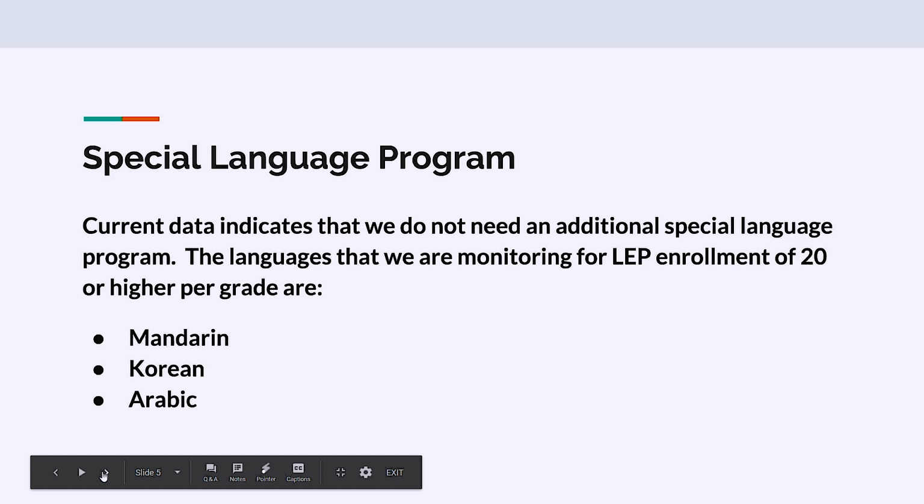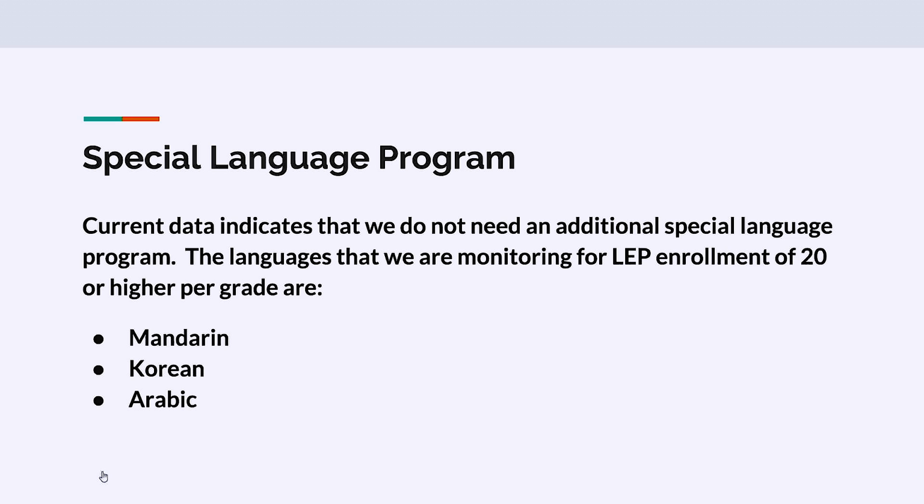So we're required to look at or consider a special language program, and I thought this was really important information here because the reason we have the dual language Spanish program is because we have over 20 LEP, or limited English proficient, students in a particular grade level. So every year I'm required to run the numbers based on language, and the ones who are getting closer to that 20 count per grade of limited English proficient.